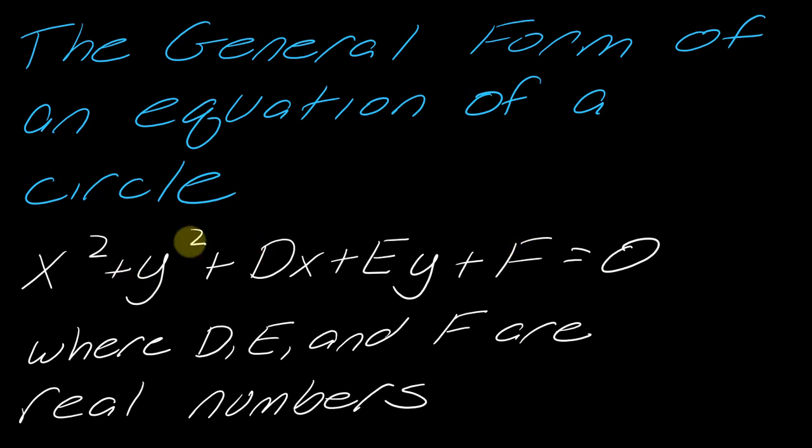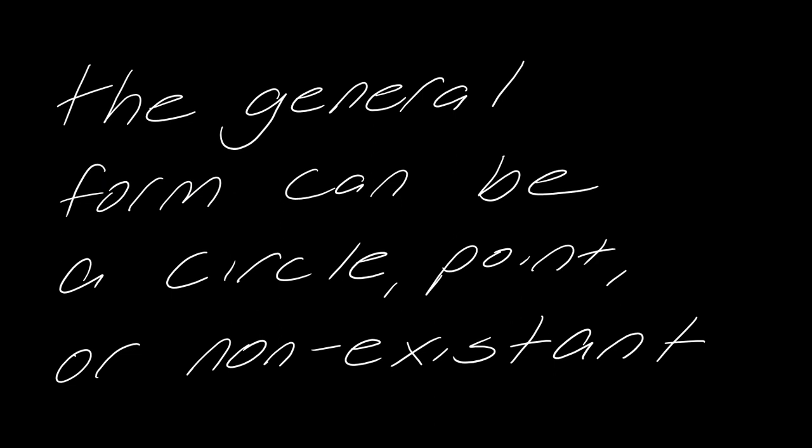But a lot of things work like this, so we have to know how to live in a world where the general form exists, if you will. Now, the other thing I want to tell you is that the general form can be a circle, but it could also be a point or non-existent. So there's some issues with having this form that we're just going to have to learn how to deal with, and I'm going to show you how to deal with those things.